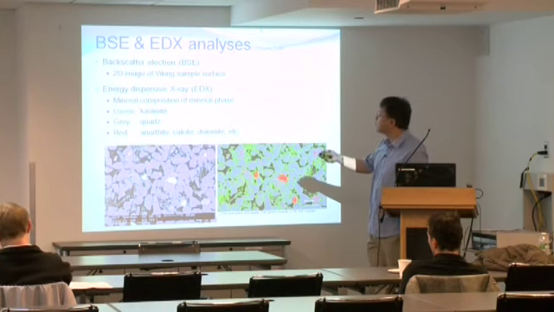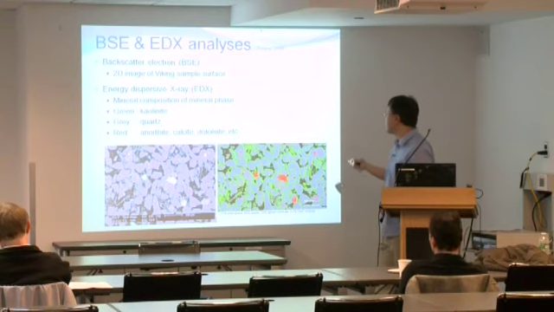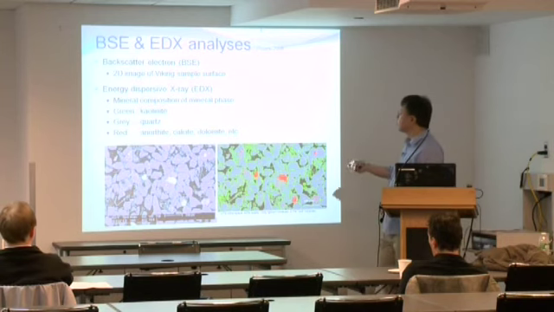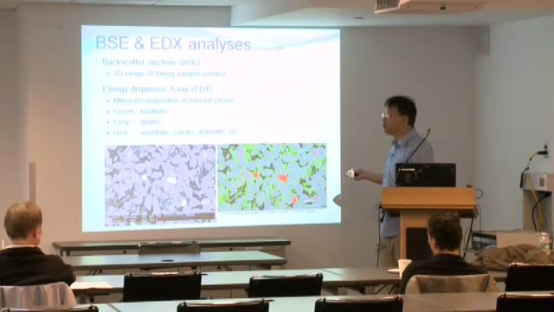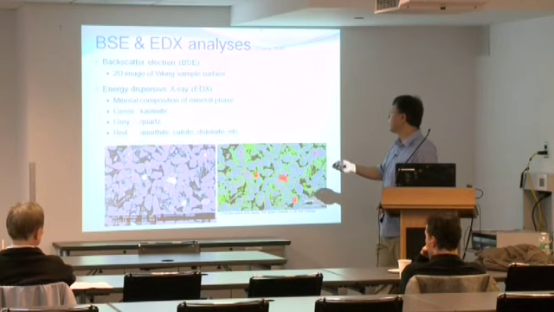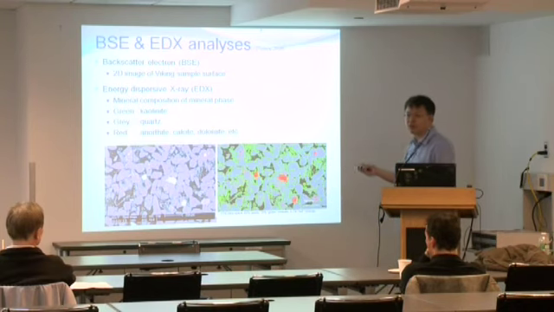And then this energy dispersive X-ray method is applied to identify the mineral composition of each mineral phase. So the green is mostly kaolinite, which is a clay mineral, and gray is definitely quartz. And then the red phase contains anorthite, calcite, dolomite, and so on.